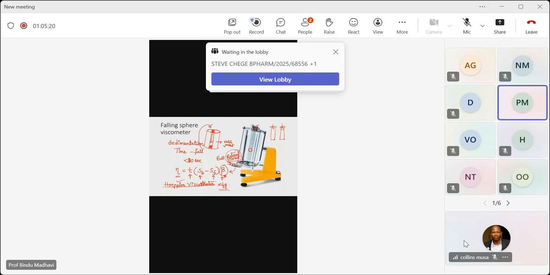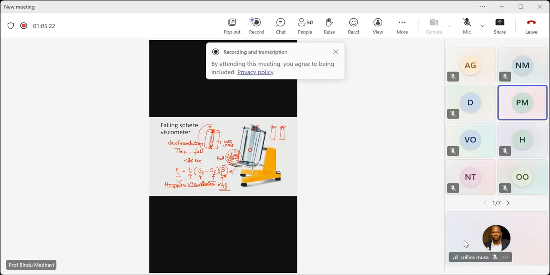Any other questions? Yeah, another disadvantage is it is comparatively expensive than the previous one. Cleaning and maintenance is also a little tedious.